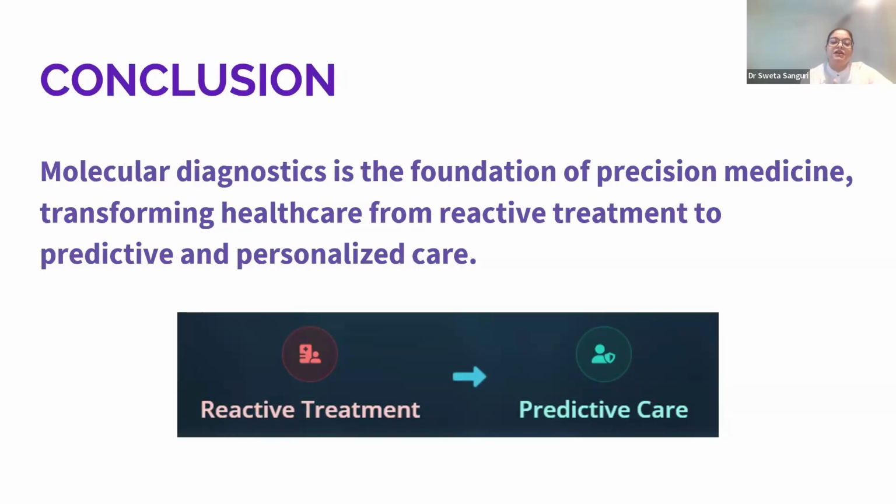And as these technologies continue to advance, healthcare is gradually moving towards a model which is predictive, preventative, and personalized, where disease can be detected earlier, treatments can be tailored more precisely, and patient outcomes continue to improve. So ultimately, the goal is very simple: better science, leading to better care for the patients.